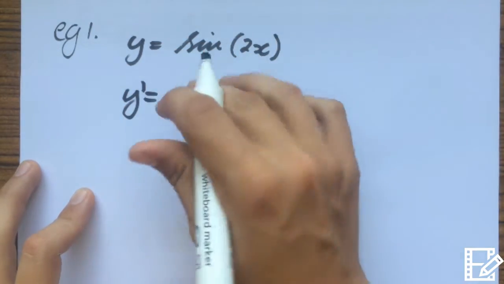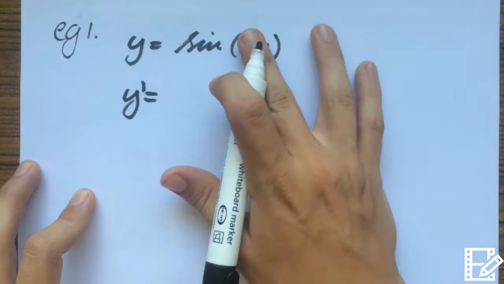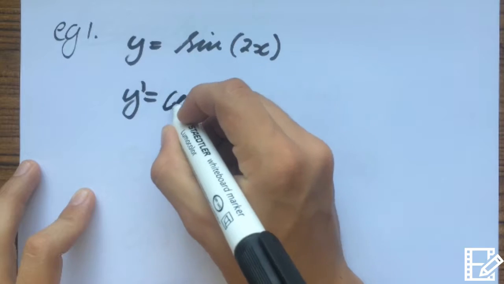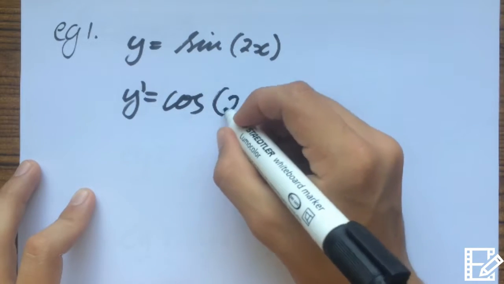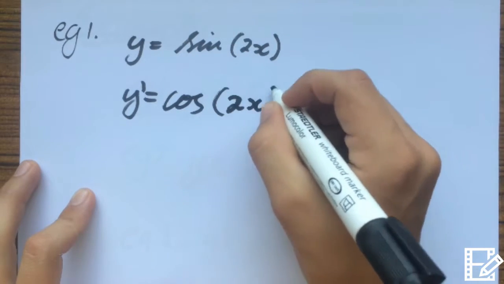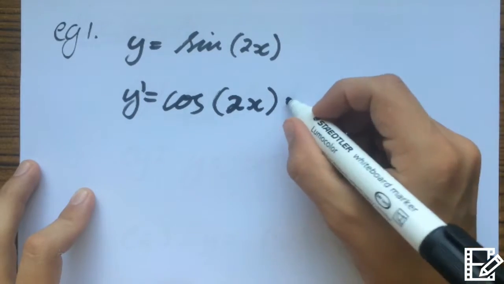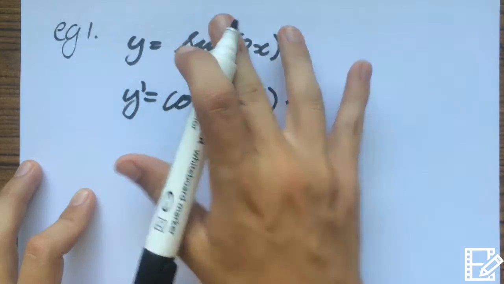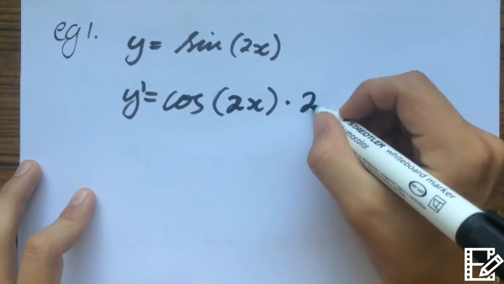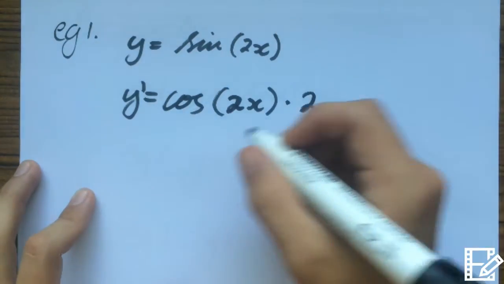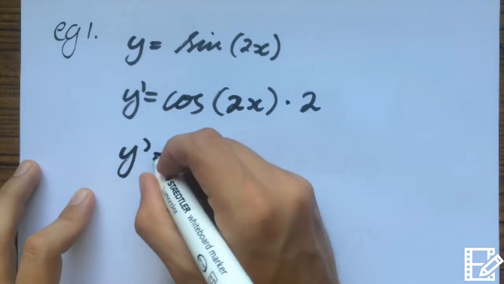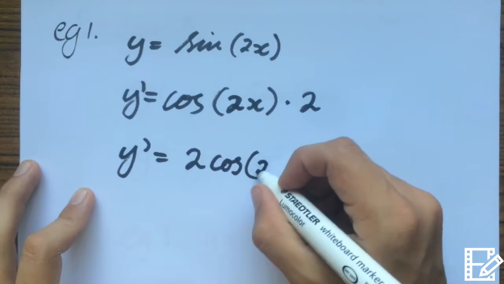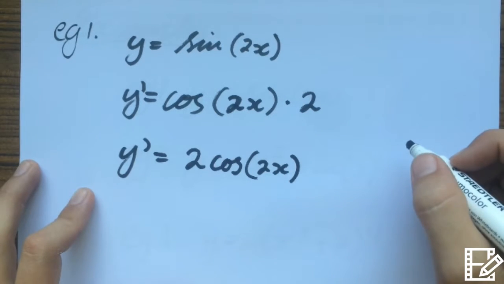Derivative. First, we find the derivative of the outside function, which is just sine. Derivative of sine is cosine. We keep the inside the same, and then we multiply it by the derivative of the inside. The derivative of 2x is just 2. So that's what we write. Simplify it, or rearrange it, and we get 2 cos 2x.